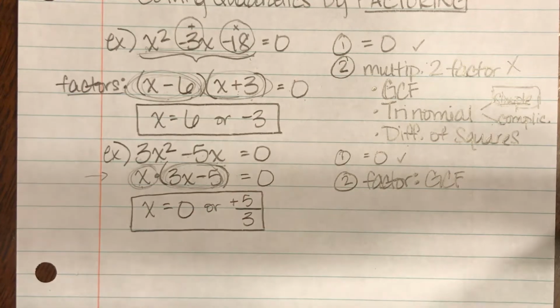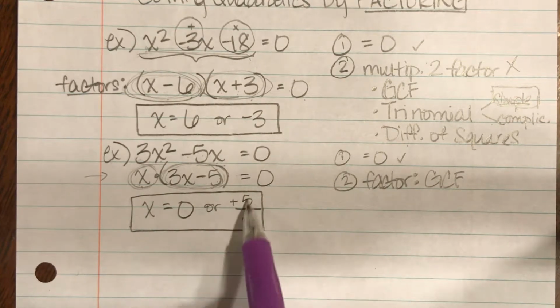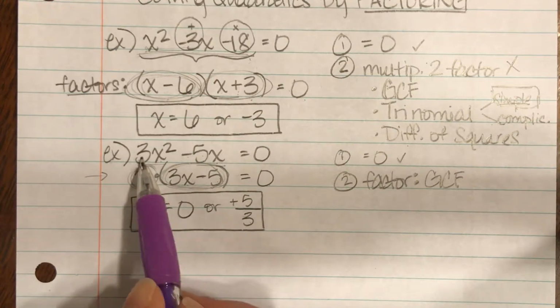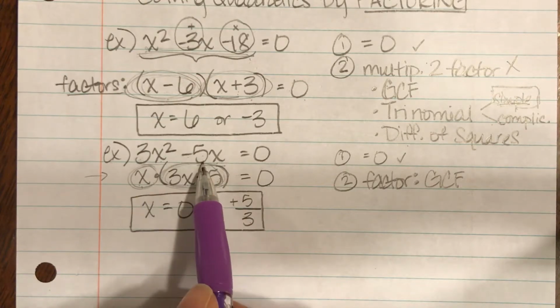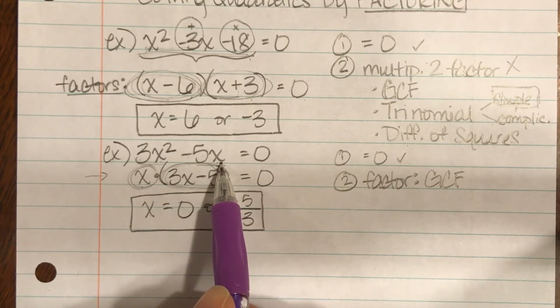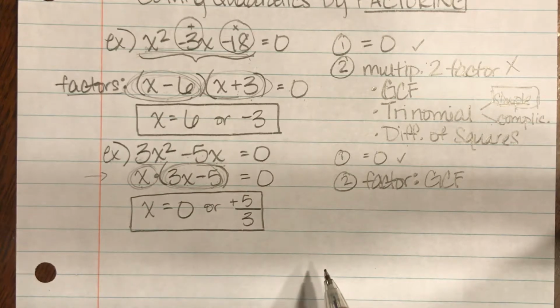If you go back in a calculator and actually plug in positive 5/3 and do 3 times 5/3 squared minus 5 times 5/3, you will find that it equals 0. I don't have a calculator on me, so I can't prove that to you, but you can do that on your own if you want.